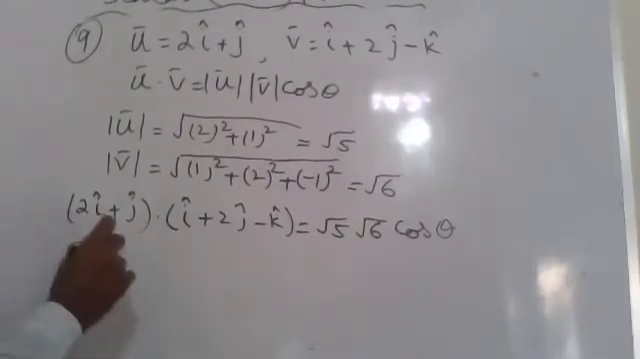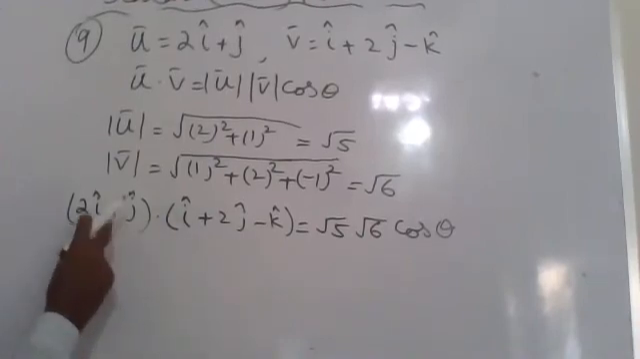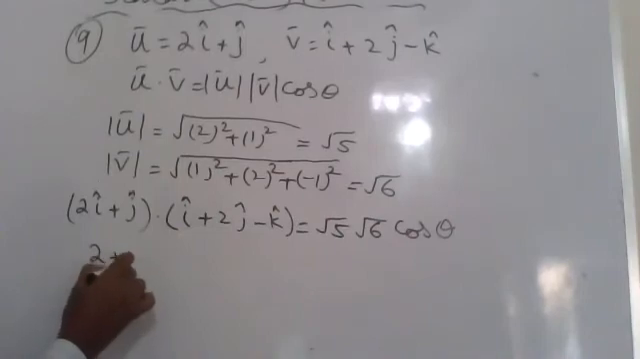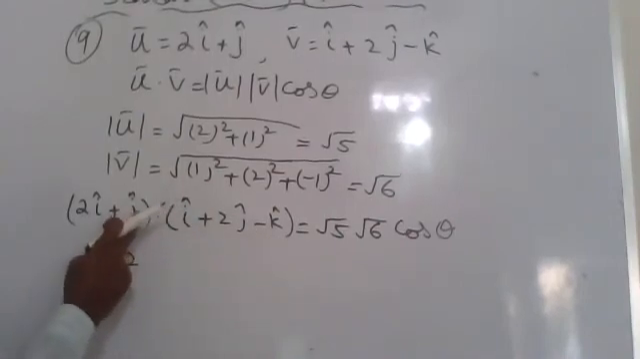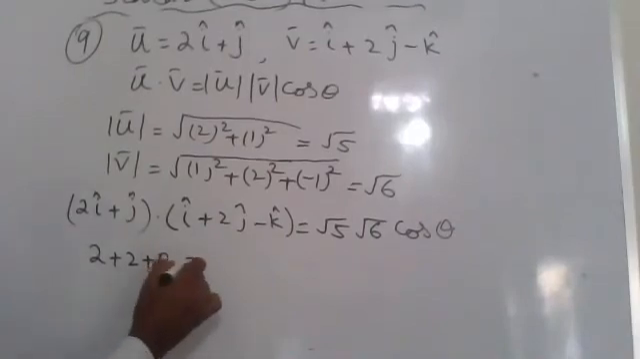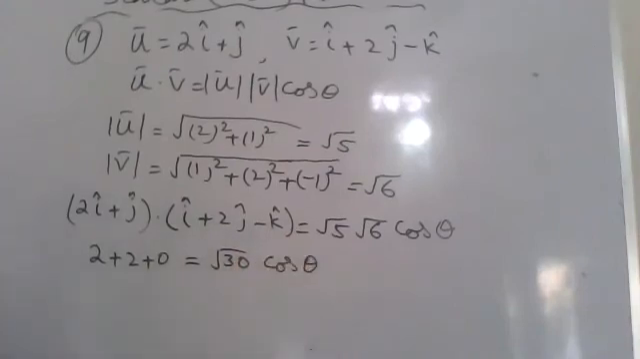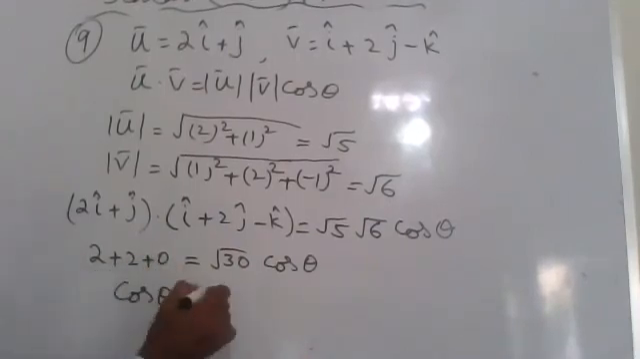So we will take the dot product. i will multiply with i, j will multiply with j, k will multiply with k. 2 into 1 will be 2. 1 into 2 will be equal to 2. There is no k, so it means 0k. 0 multiplied with 1 will be 0. Equal to under root 30 into cos of theta. It is 4. So cos theta will become 2 plus 2, 4 upon under root 30.